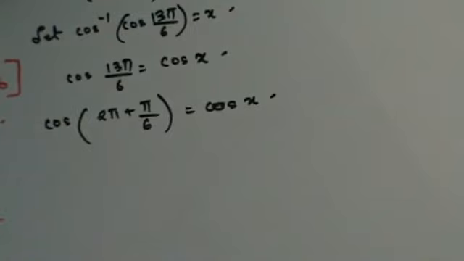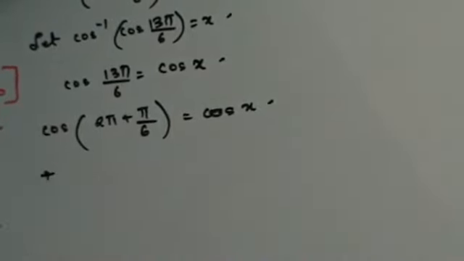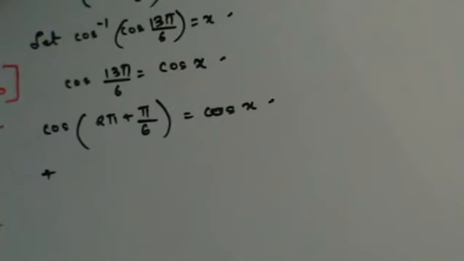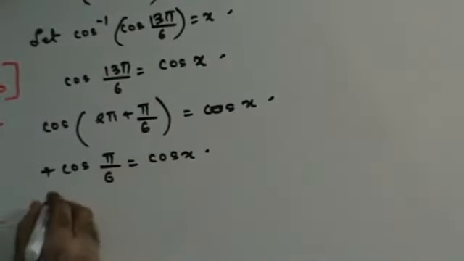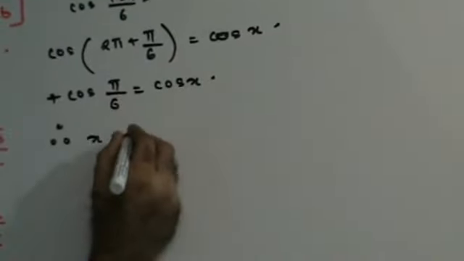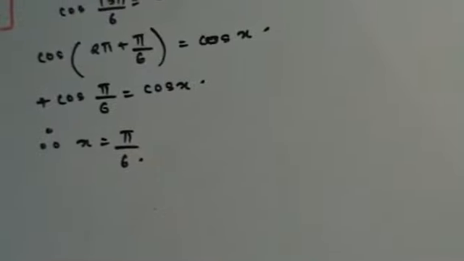Now cos of 2 pi plus theta, we need to use allied angles. 2 pi plus theta is first quadrant. In first quadrant, all trigo ratios are positive, right? For pi and 2 pi, the trigo ratio does not change. Guys, we've done this in allied angles. So this will be cos pi by 6 is equal to cos x. Therefore, cos gets cancelled. x is equal to pi by 6. Fine. Let's see another sum of this kind, people.